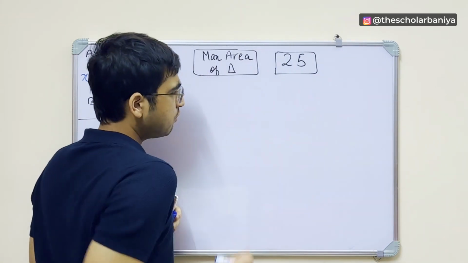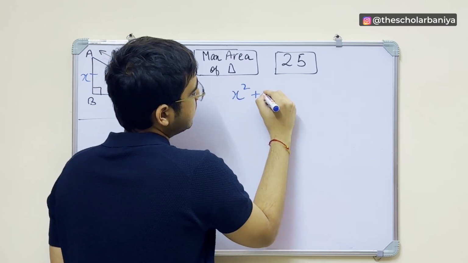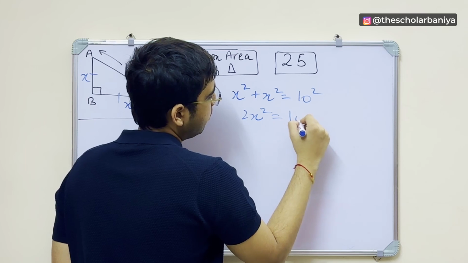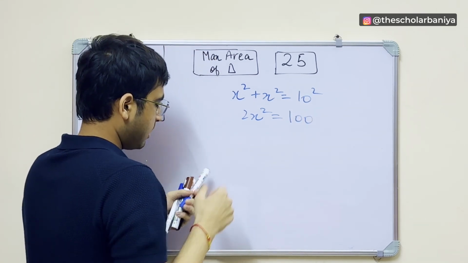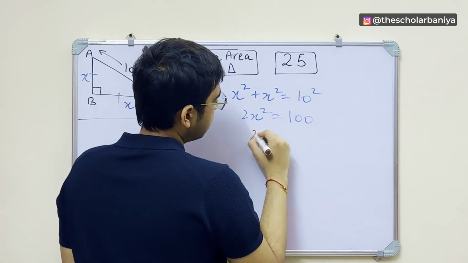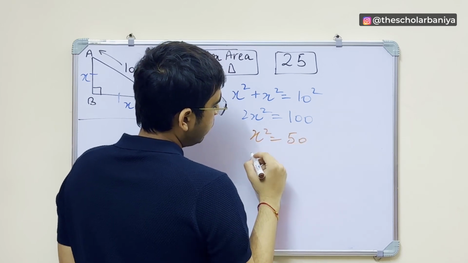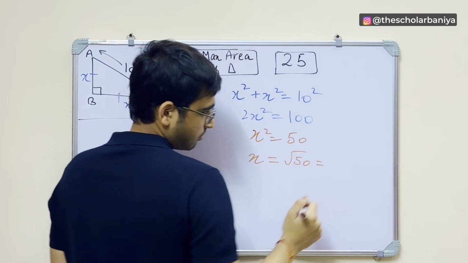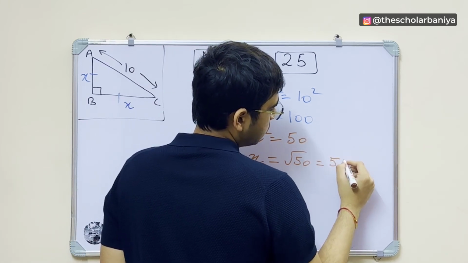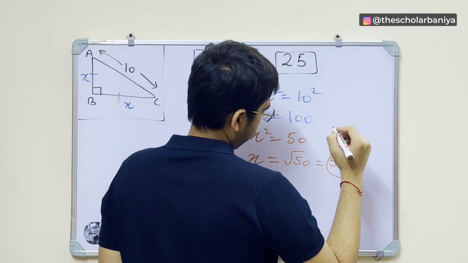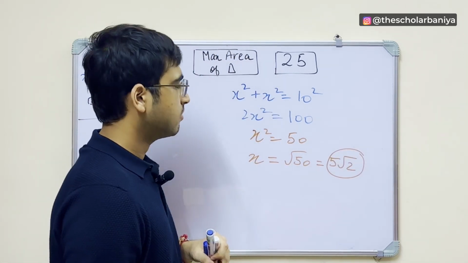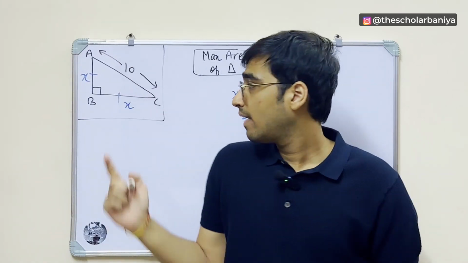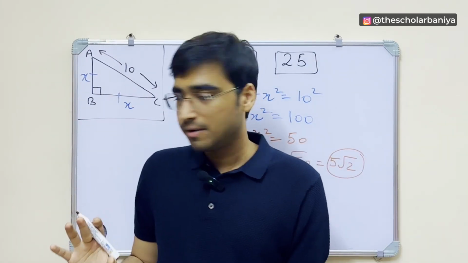So if we solve it, x square plus x square is equal to 10 square. So 2x square is equal to 100. So that means x square is equal to 50. So x is equal to root 50, which is 5 root 2. So we have found the value of x to be 5 root 2.